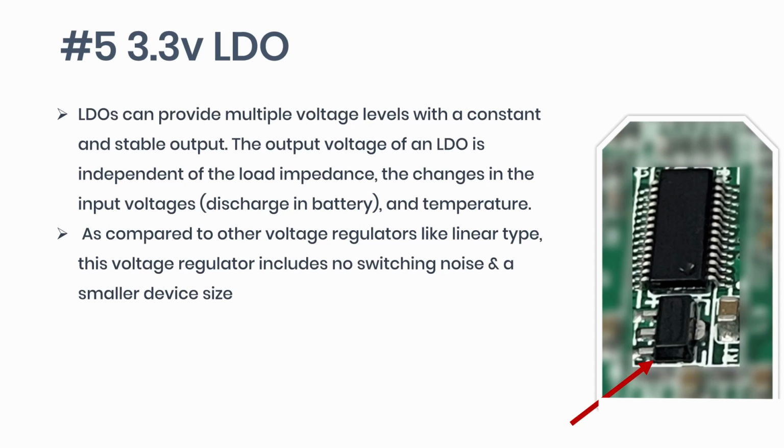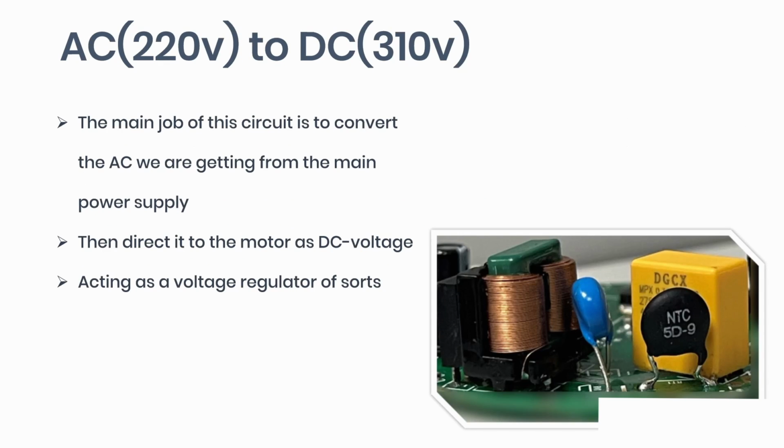And then we do have a 3.3 volt LDO, and this is mainly for supplying a stable voltage, as conversions from AC and the transforming of the power source can result in unstable power. By using an LDO, we can guarantee that the output is exactly what we want. Compared to other voltage regulators, this one includes no switching noise and has a much smaller footprint as well.